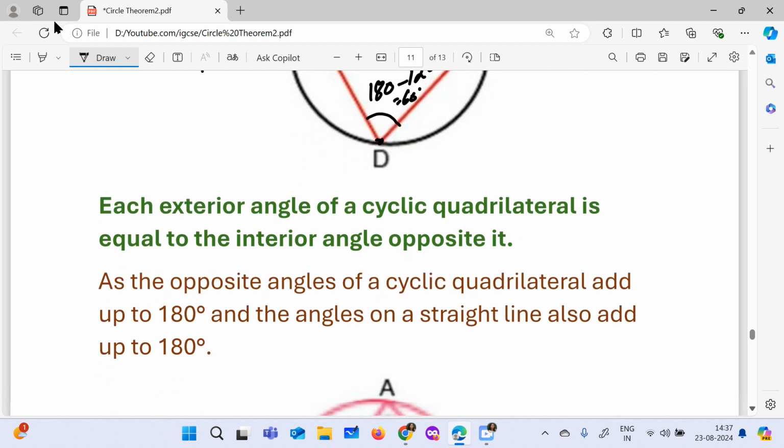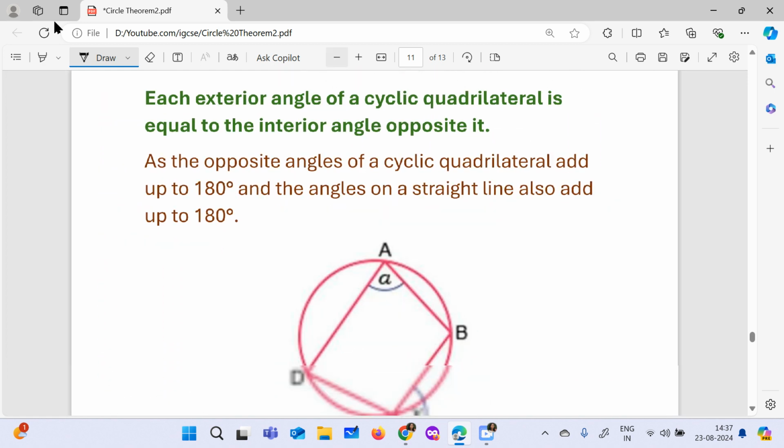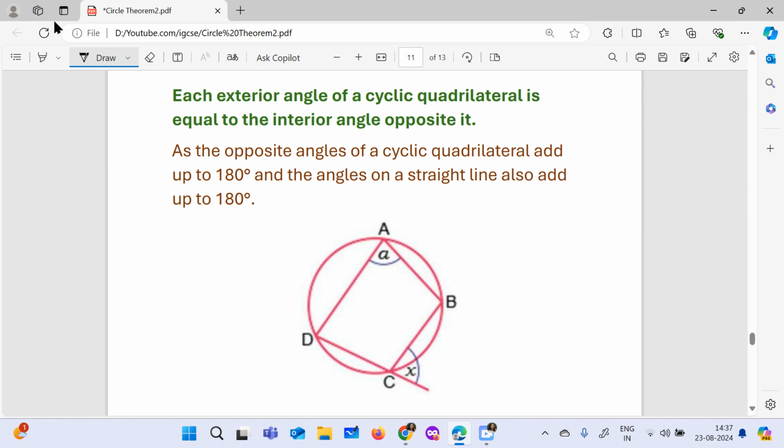Now let's see one more property. So each exterior angle of a cyclic quadrilateral is equal to the interior angle opposite to it. Okay, now you see that here is a cyclic quadrilateral A, B, C, D. All the vertices are on the circle, right? On the circumference of the circle. So this is a cyclic quadrilateral. Now what it says is that each exterior angle of a cyclic quadrilateral. So you see, if you extend this line, then you will get one angle here, right?